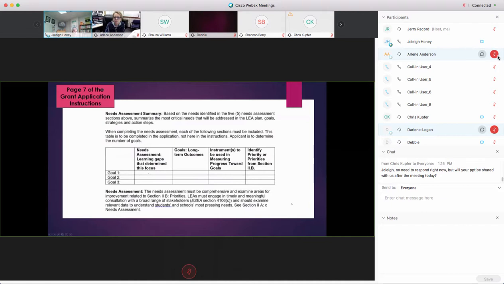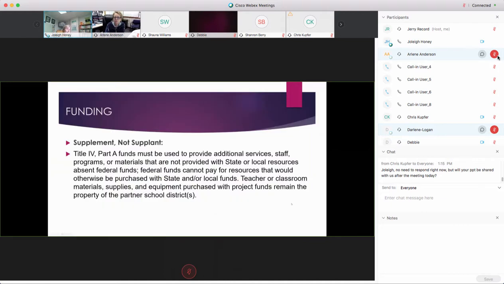And so the next slide is to also remind us, and this part is in the grant, that we are going to supplement, not supplant. And so in the supplementing, you can use it to provide additional services, staff, programs, or materials that are not provided with state or local resources absent federal funds. So note that this is something where you can hire staff.